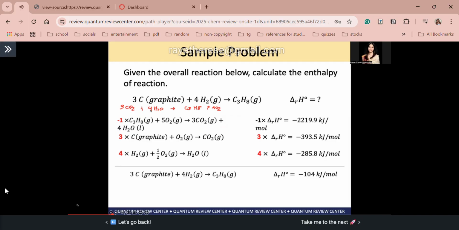So we have C3H8 here, 3CO2 here. We have 3CO2 on the product side. So cancel, cancel. Next, tingnan natin si water. May 4H2O ka sa reactant side and may 4H2O ka sa product side. Therefore, cancel, cancel. And then for 2O2, guys.